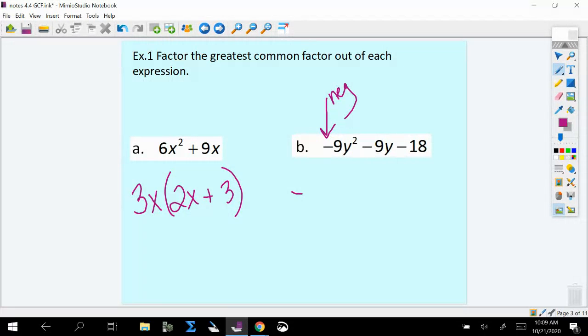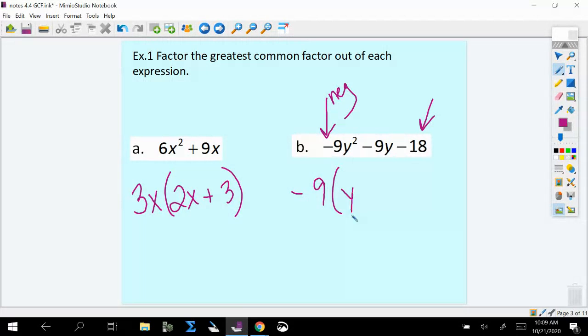Always, always, always. If that very first term is negative, you have to include a negative sign as part of your common factor. Now I'm going to look at all my numbers, a 9, a 9, and 18. They all can be divided by 9. They don't have any common variable part because this term here doesn't have a variable, and so I cannot take something out if everything doesn't have it. So negative 9 is my GCF.